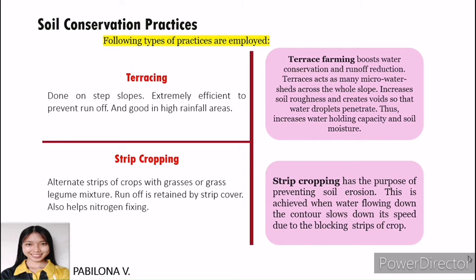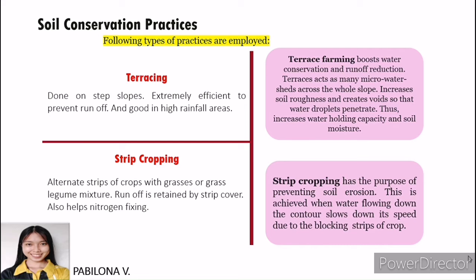Terracing. Down a steep slope, it is extremely efficient to prevent runoff and good in high rainfall areas. Terrace farming boosts water conservation and runoff reduction. Terraces act as mini micro watersheds across the whole slope, increase soil roughness and create voids so that water droplets penetrate, thus increasing water holding capacity and soil moisture.